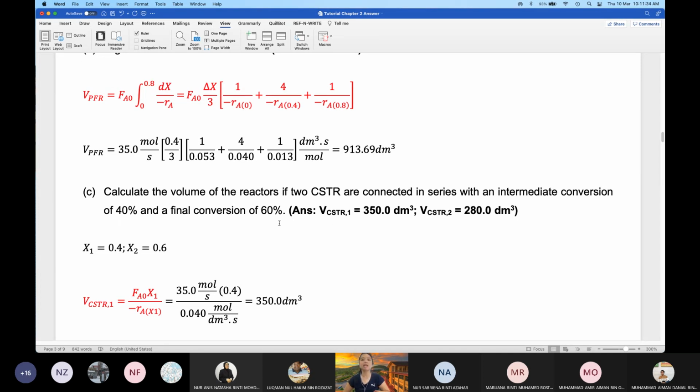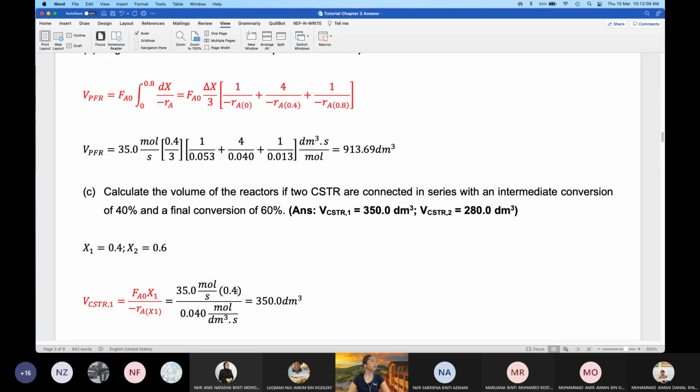Okay, now the question has changed a little because now I have two reactors. The reactors are connected in series and the first reactor achieves intermediate conversion 40%, 0.4, meaning X1 is 0.4. It means in the first reactor, it converts from 0 to 0.4. In the second reactor, final conversion 60%, X2 is 0.6. It means in the second reactor, it converts from 0.4 to 0.6. X1 0.4, X2 0.6. They want us to find the volume.